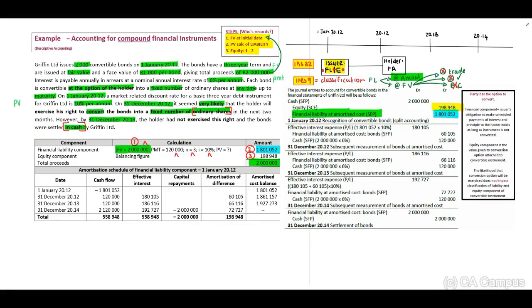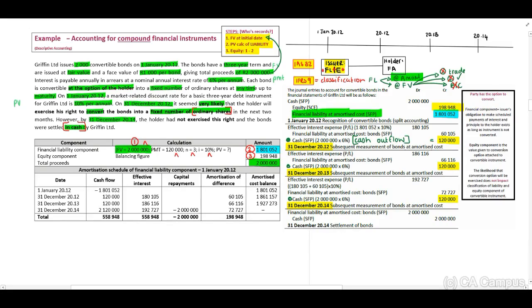Now at the end of December 2012, which is our first financial year end. Important guys, you need to recognize the actual cash outflow, the actual interest paid by Griffin. Therefore guys, this is our cash outflow, and this will be the 2 million times 6%. Now this will happen each year guys. Do you see? We will have to credit our bank with 120,000.